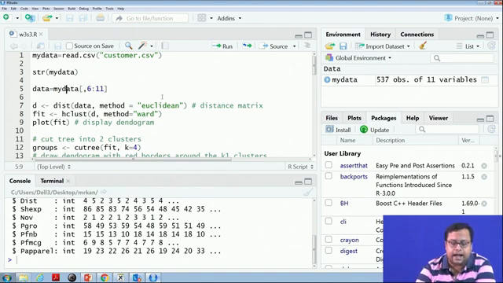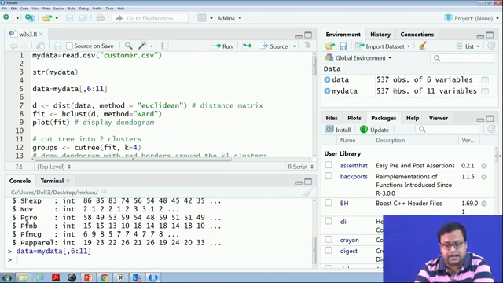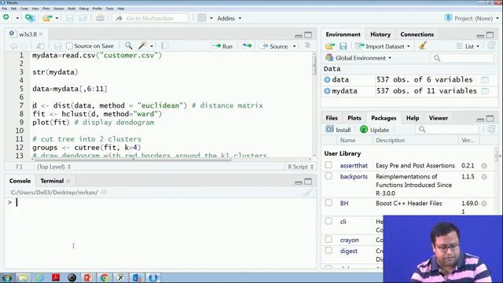Then I create a subset of the data, because I will work on the last 6 columns. This gives 537 observations of 6 variables, which are basically the behavioral variables. The first thing that I do is create a hierarchical cluster. To do that I create a distance matrix. The function is dist, and what is the input?